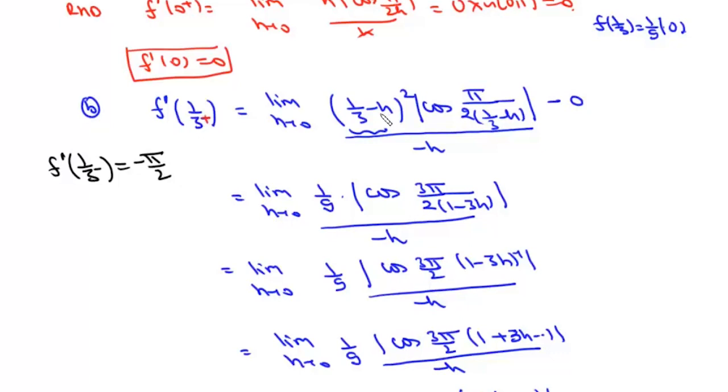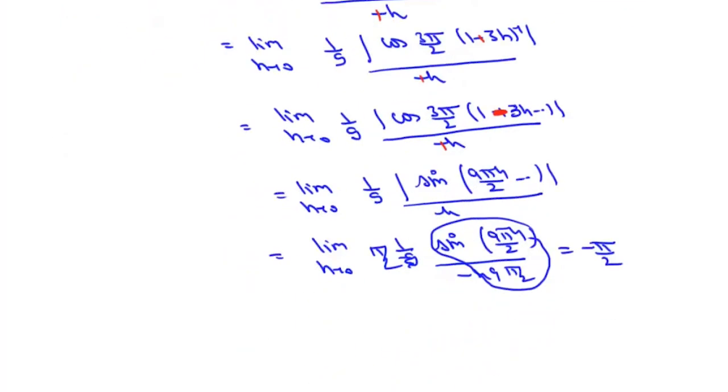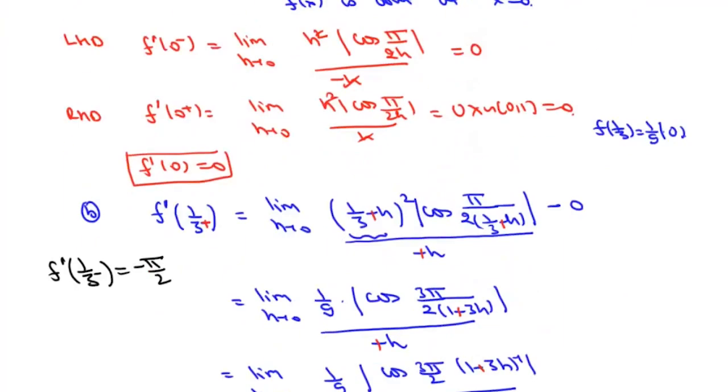So it will be 1 by 3 plus h, here also it will be plus h, 1 by 3 plus h, this is plus. Now here will be 1 minus 3h in the denominator expansion, and here will be this plus, and then cos(3 pi by 2 minus theta) is minus sin theta. So there will be this minus sign, but then we have this mod, so it won't make a difference. So it will be this plus sign. So in that case, the value of this limit will be pi by 2. So it's the right hand derivative at 1 by 3.